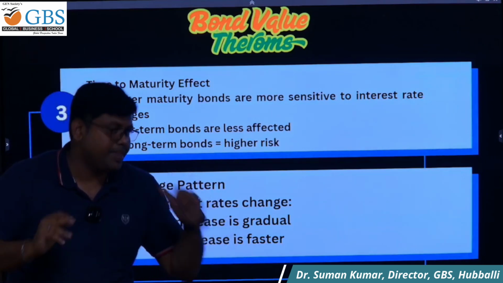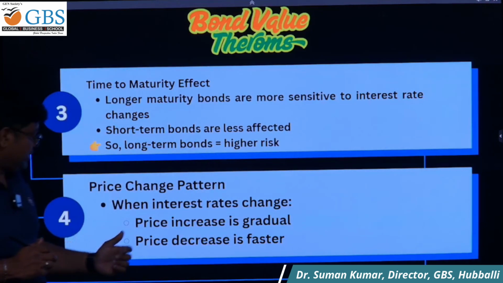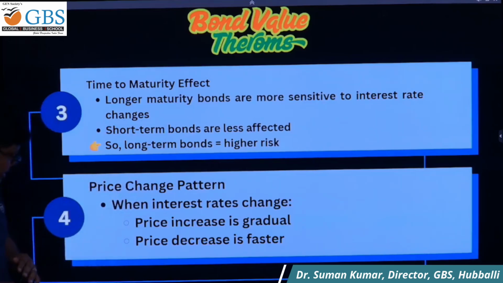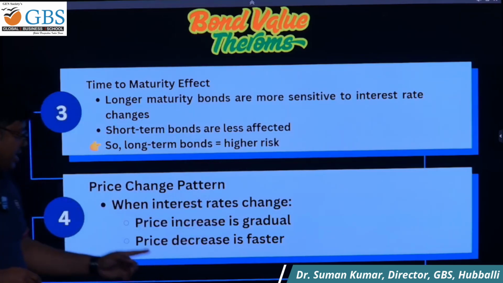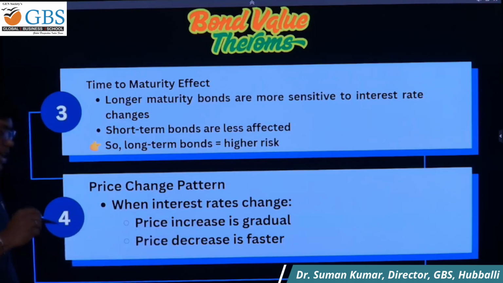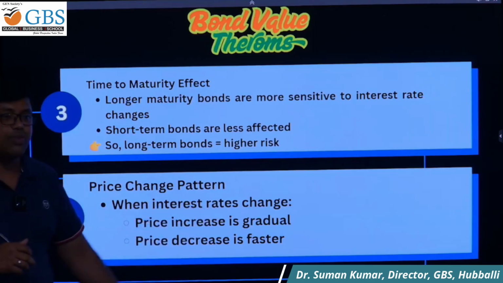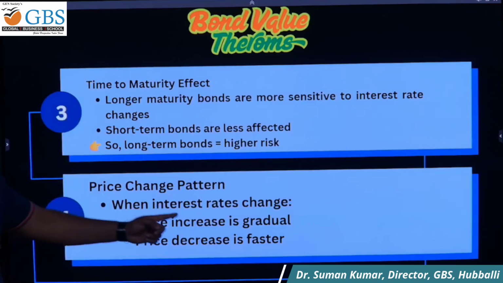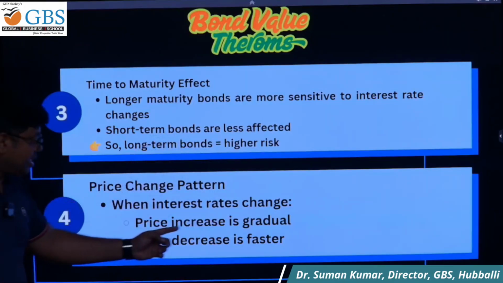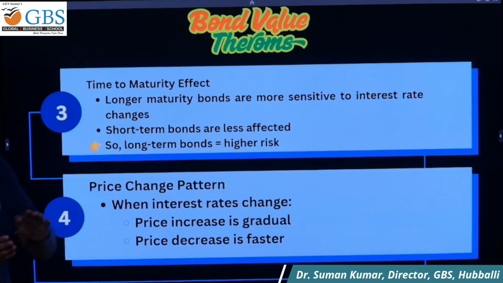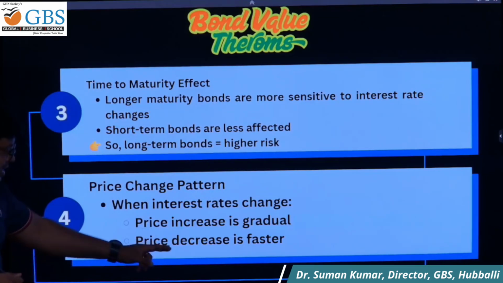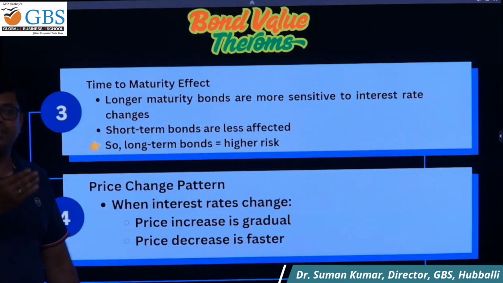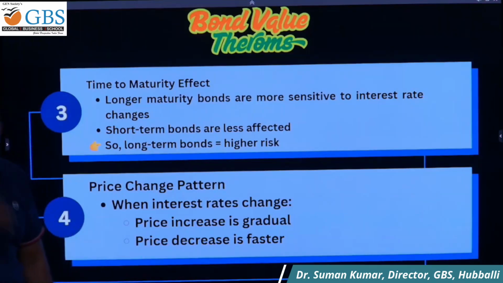Are you understanding? And the fourth one is price change pattern. When interest rate decreases, the price of the bond will increase, right? Which is gradual. That means it's not so much in quantum. But when interest rate increases, the price decreases, and it is in more quantum when compared to the increase.